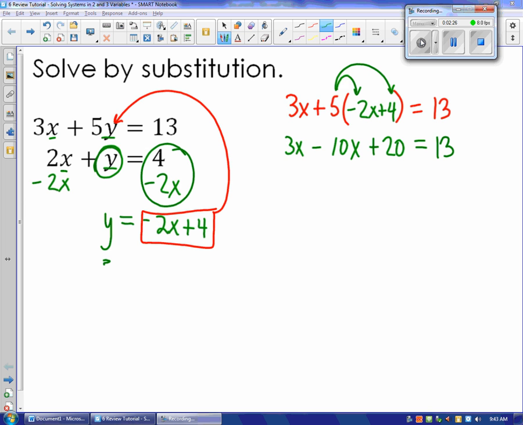I'm going to combine my like terms. Since they're on the same side of the equation, I'm not changing the signs. I can just combine them. That's going to give me a negative 7x. I still have the plus 20 equals 13.